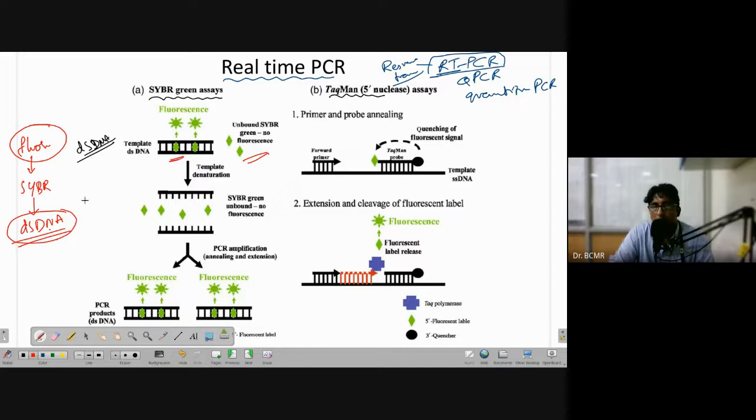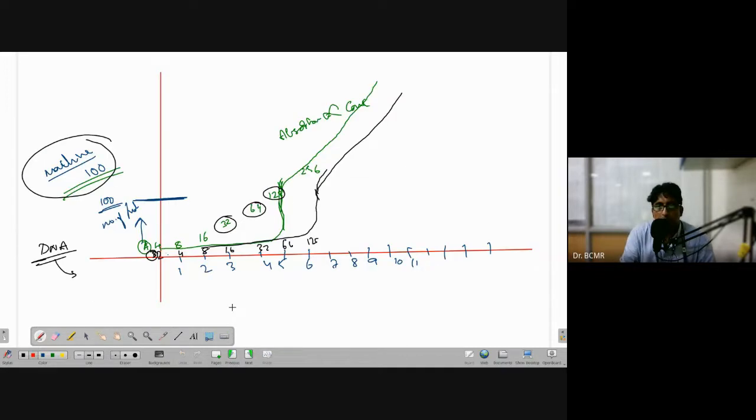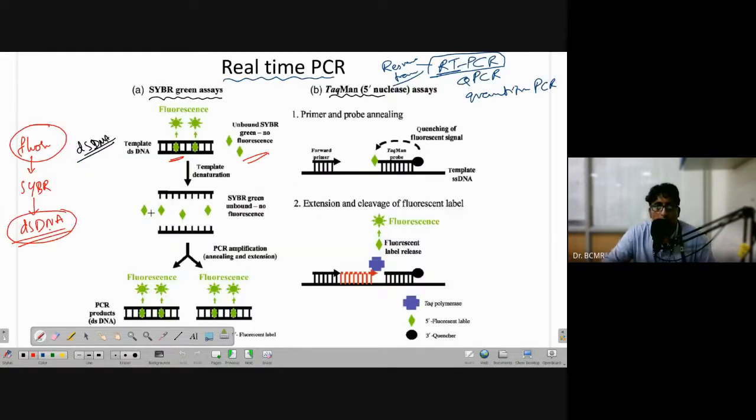So after each round, say in the previous one, if we had 16 and it gives a certain amount of fluorescence, the machine may not be able to detect it, but when it comes to somewhere here, this sample A would have given enough fluorescence that the detection can be made by the machine. So that is the CyberGreen assay.